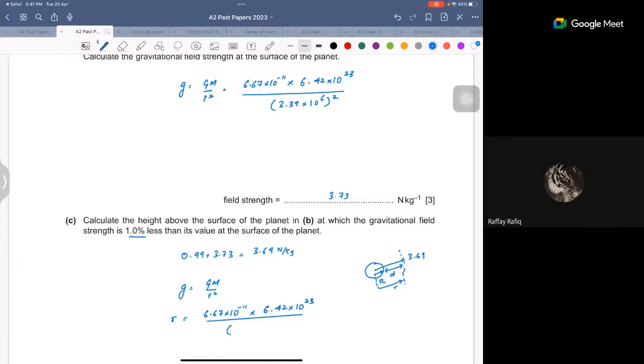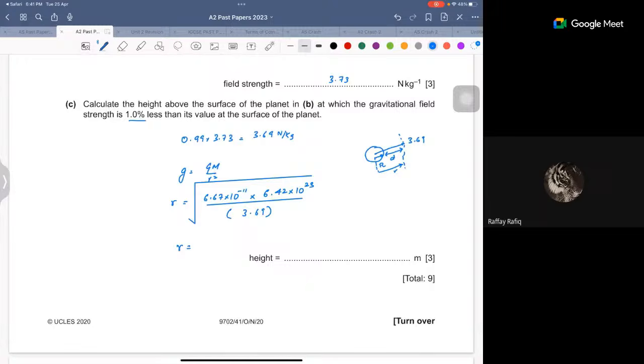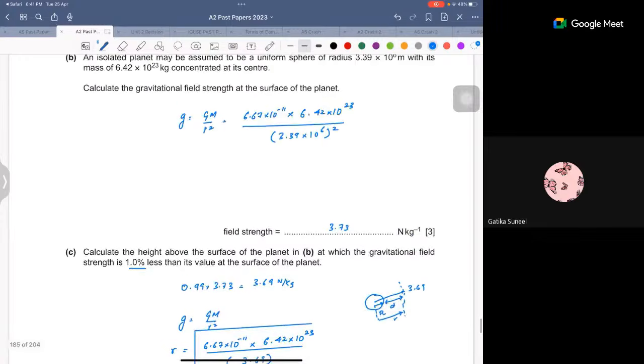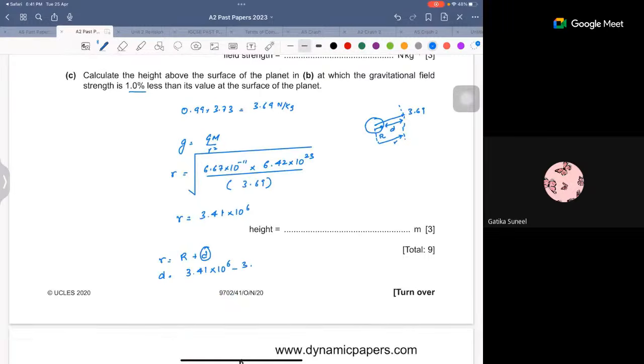And then it's going to be g, 3.69, and we've got to take the square root because it had square on the top, but you get r as 3.41 times 10 raised to 6. Now this r is basically R plus d. We want to find the distance above the surface, so we've got to subtract this value from the radius. The radius is already given, 3.39 times 10 raised to 6. What do you get? 2.0 times 10 raised to 5.